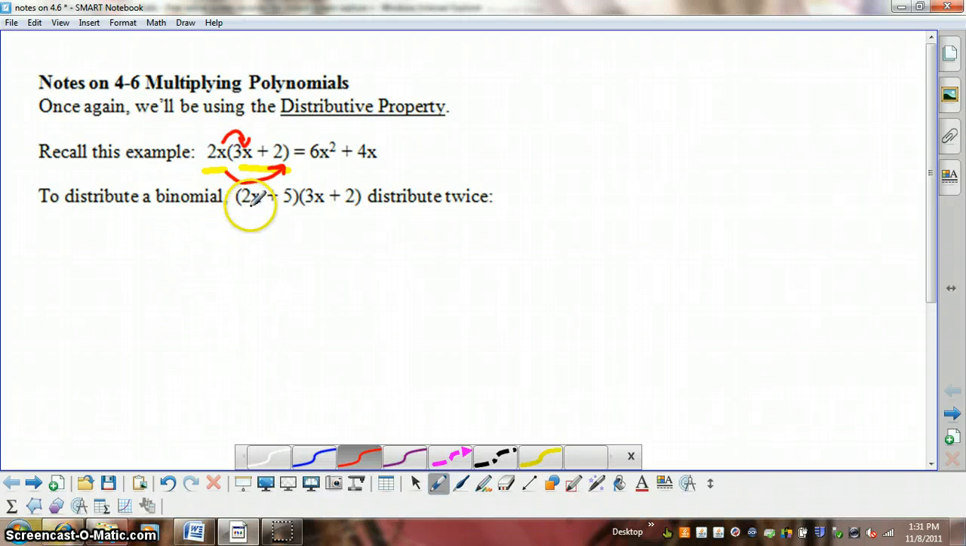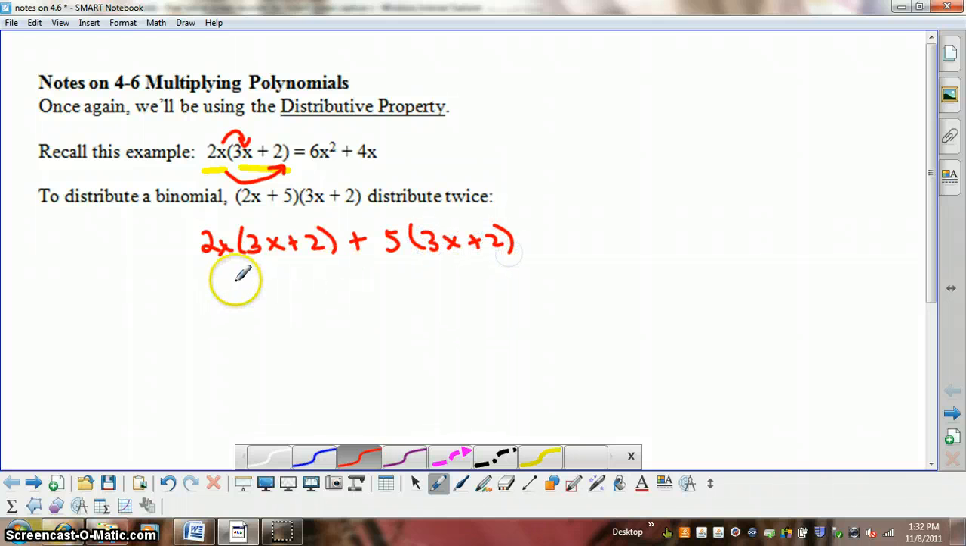We need to multiply the 2x times the 3x plus 2, and we need to multiply the 5 times the 3x plus 2. And then I'll actually use the distributive property. Multiplying 2x times 3x, I get 2x squared. And then 2x times 2, I get 4x. And then distributing the 5 with the 3x, I get 15x. And distributing the 5 with the 2, I get 10.